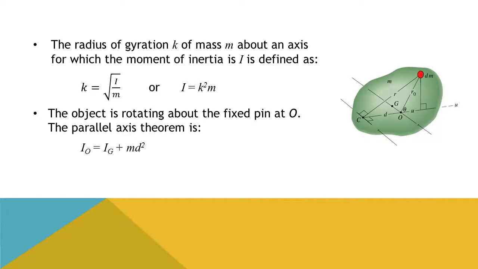The object is rotating about the fixed spin at O. The parallel axis theorem is I_O equals I_G plus m d squared, where I_O is the moment of inertia of the object rotating about O, I_G is the moment of inertia of the object rotating about its center of mass G, m is the total mass of the object, and d is the distance between the two axes of rotation, O and G. Note that the axes of rotation at O and G must be parallel.